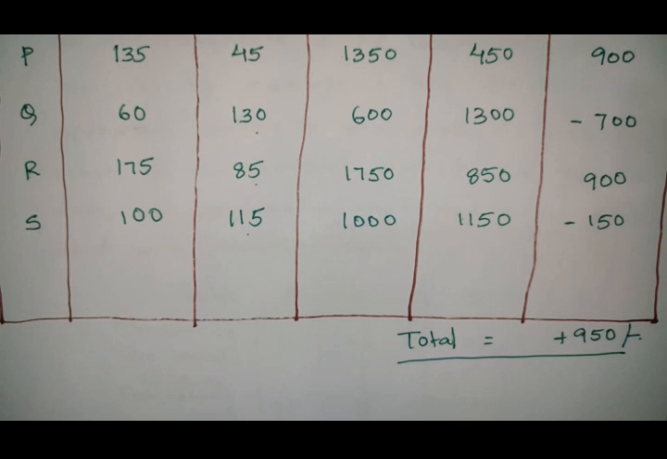So with this, we have completed sequencing, that is, processing of n jobs through 2 machines. In the next session, we are going to see the processing of n jobs through 3 machines. So I hope you understand the solving of this problem.